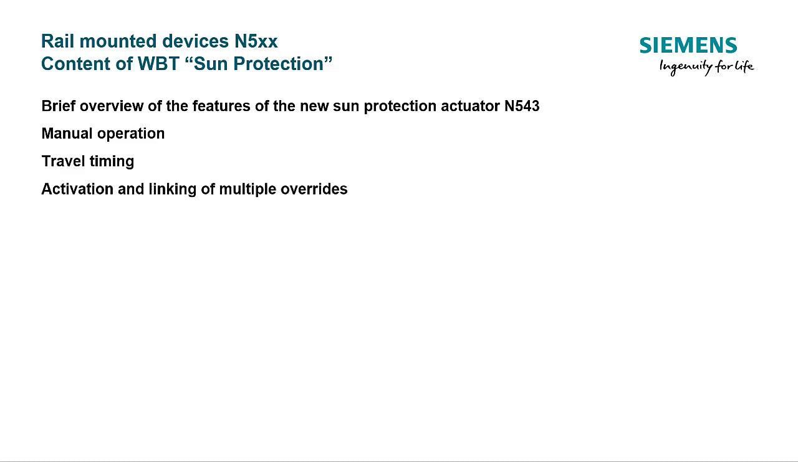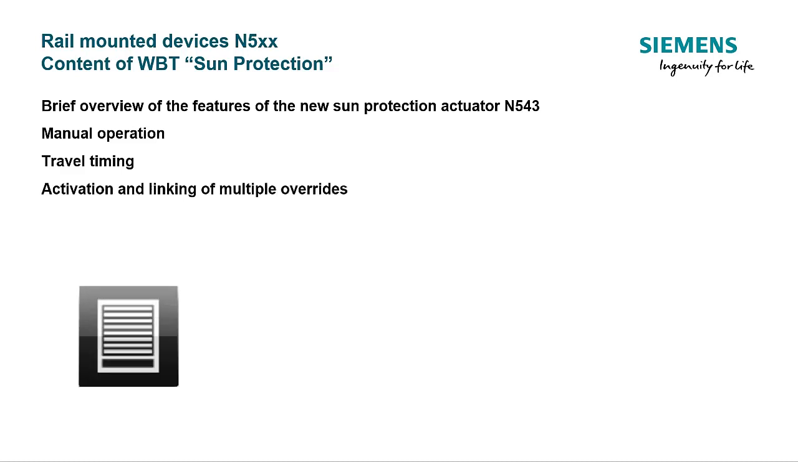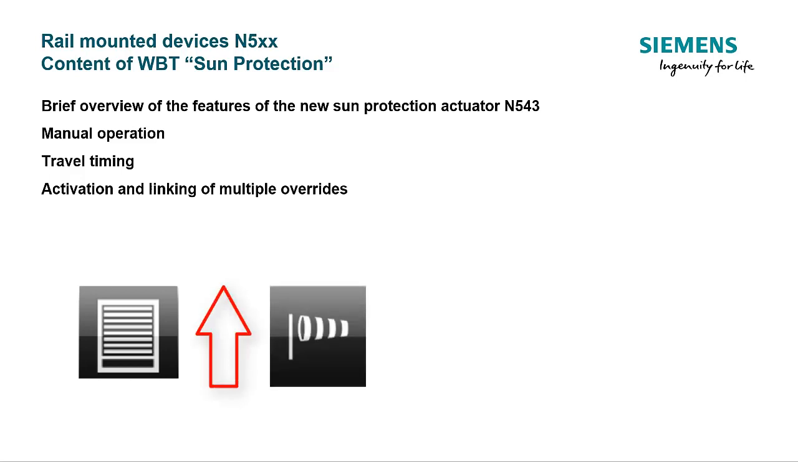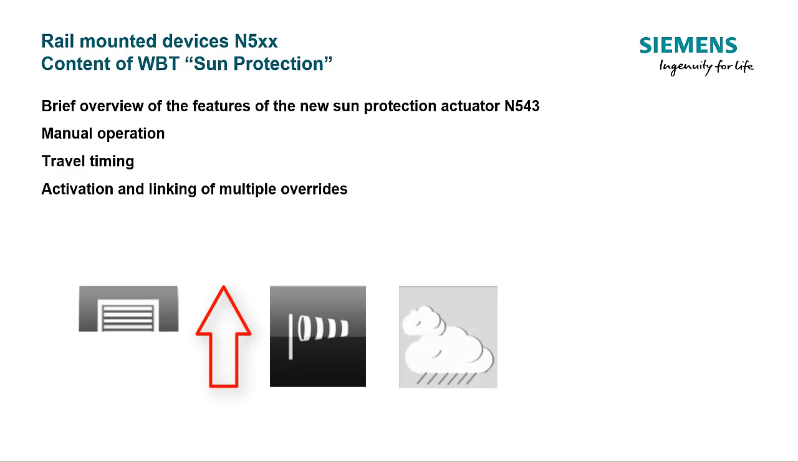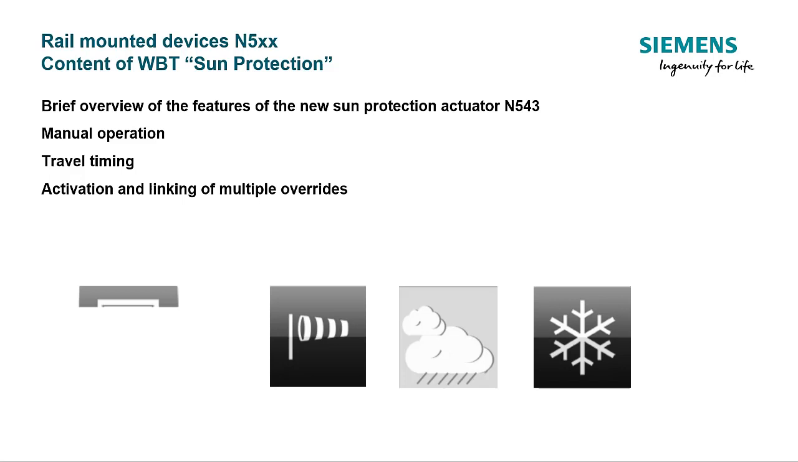4. Activation and linking of multiple overrides. Electric sun sails are installed. They must be retracted both when it starts to rain and at high wind speeds. Can this be configured directly on the actuator? Go to Free Cascading of the Overriding Controls.